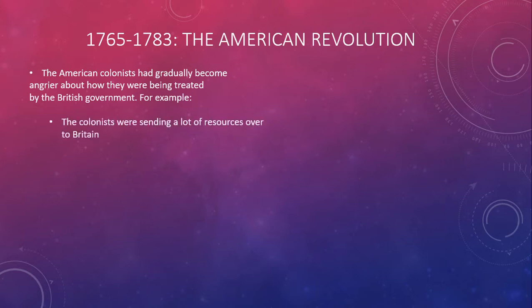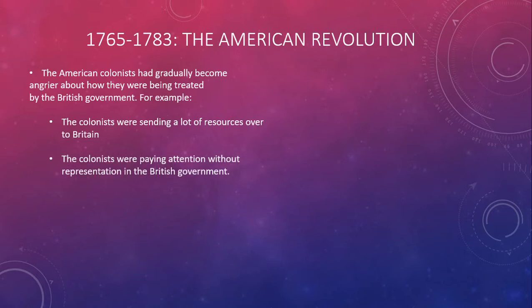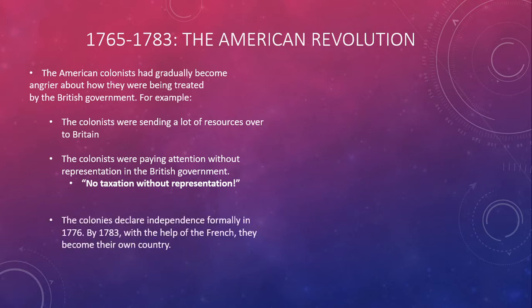Not only were the colonies sending over a lot of resources to Britain, but they did not have any representation in the British government. We might remember from past classes the famous cry, "No taxation without representation." The American colonies wanted a say about whether they were being taxed and how much. By 1765, the colonists had decided they didn't need a king to rule at all. They could do it all on their own.